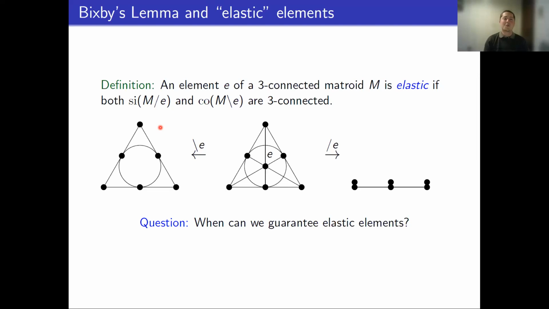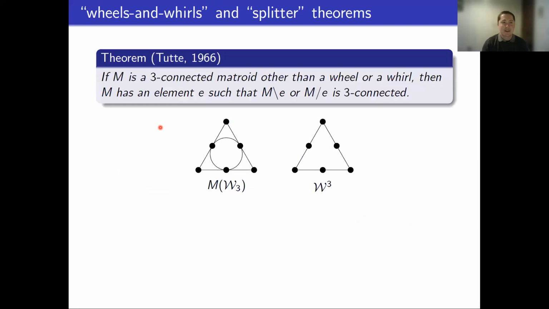And so as soon as we're talking about obstructions and finding elements, we turn to the Holy Grail, which gets a nice shout out here on my slide, which is the Wheels and Whirls and Splitter theorems. First, of course, being Tutte's Wheels and Whirls theorem: if M is a 3-connected matroid other than a wheel or a whirl, then M has an element such that its deletion or contraction is 3-connected. Okay, nice. That's a nice little guarantee of strict 3-connectivity, nothing fancy going on.